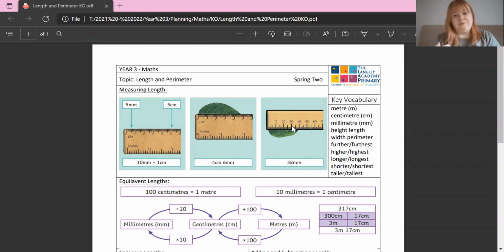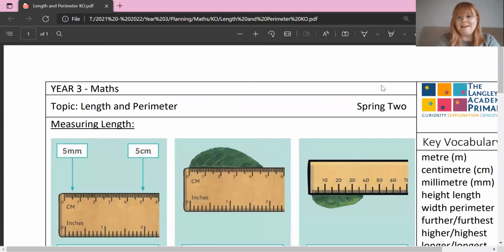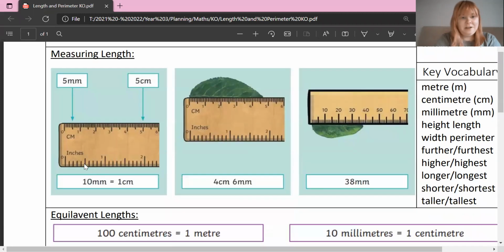So we can measure length in different ways. So here I have an example of measuring length in centimeters and millimeters. So you can see here, when we're measuring in millimeters, we have these teeny tiny lines. These teeny tiny lines represent 1 millimeter. So we can see here, we've got 5 millimeters. Now the longer lines on our rulers are our centimeters. So here we have got 5 centimeters, and we need to know that 10 millimeters is equal to 1 centimeter.